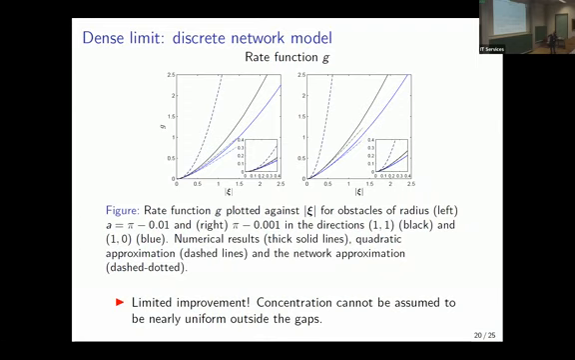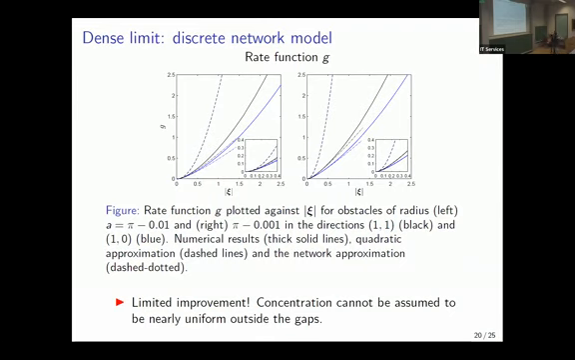And the solid lines correspond to numerical results. The black one along the diagonal, the blue one along the horizontal. So this is G obtained along these 2 directions. The dashed line corresponds to the quadratic approximation corresponding to the effective diffusive approximation. And these dash-dotted lines correspond to the rate function obtained using this simplified discrete network model.